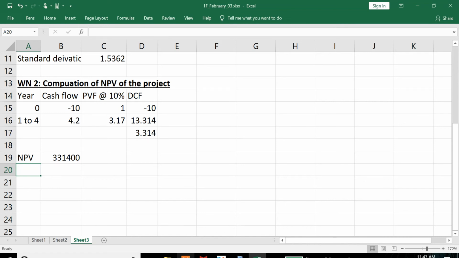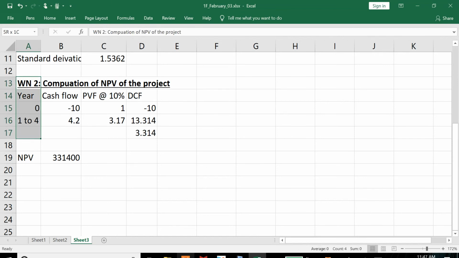NPV is 331,400. Clear? Any doubts on this? NPV is 331,400.